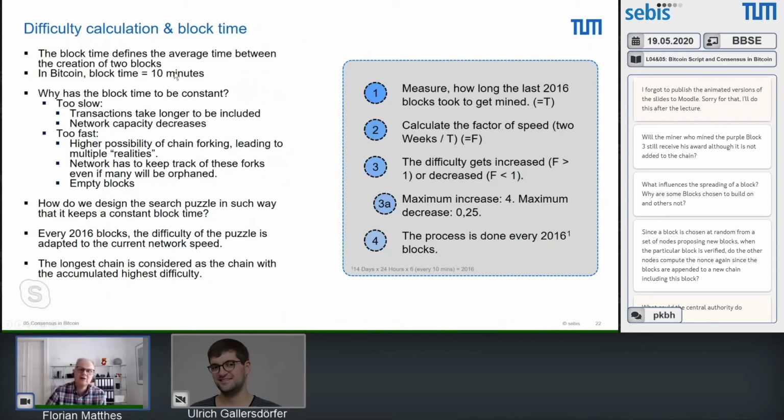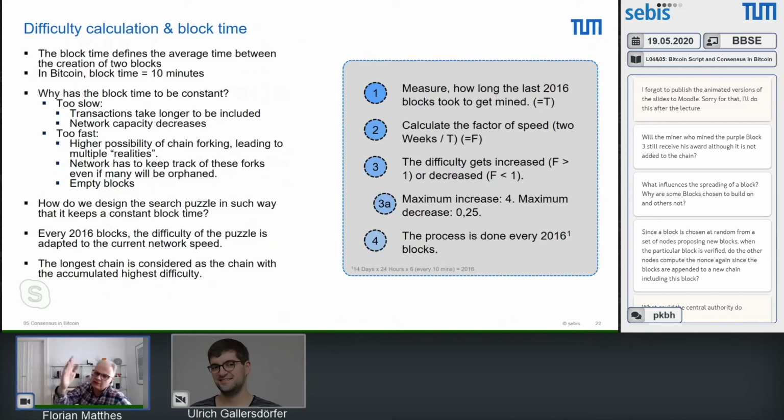So the idea is that the network has a built-in algorithm to look at how long it took until the last 2016 blocks have been mined. That's, more or less, the speed of the network with which it adds new blocks. And if it turns out that the speed, because there is more powerful compute hardware or more miners doing the work, goes very high, then the mining puzzle gets increased. Or the difficulty gets decreased if the mining time gets too slow. And so every 2016 blocks, a new difficulty level is computed by the network.